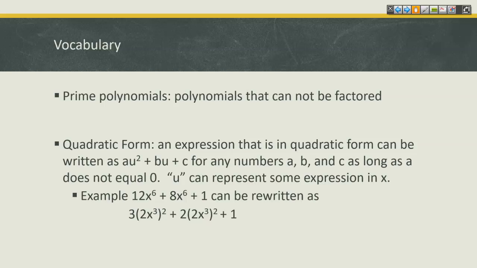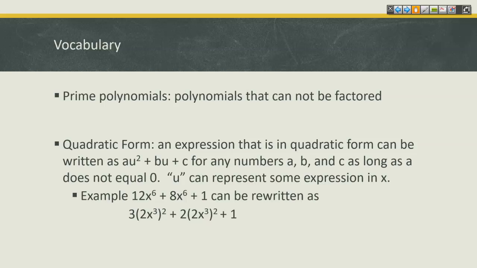Today we're going to learn a factoring strategy in which we take a quartic or a 6th degree or an 8th degree and we rewrite it as a quadratic. So we're going to use this thing called quadratic form, where we rewrite an expression so that it looks, oh my goodness, like a quadratic. And we represent the x's with a variable u.